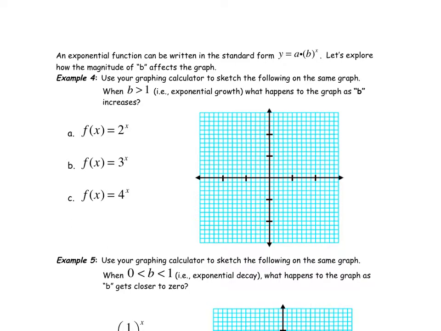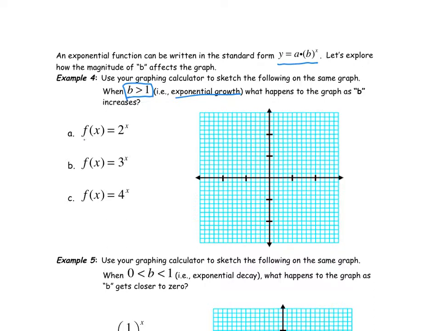In examples 4 and 5 from Notes 5.1 Day 1, Exponential Functions and Their Graphs, we're exploring what happens when we change the magnitude of b in our standard exponential function y equals a times b to the x. So we're just going to focus on b for now. We talked about earlier that if b is greater than 1, we have exponential growth. Because we're multiplying by a number larger than 1, the function is going to continue to grow as x gets larger and larger. So now we're going to graph 3 different growth functions.